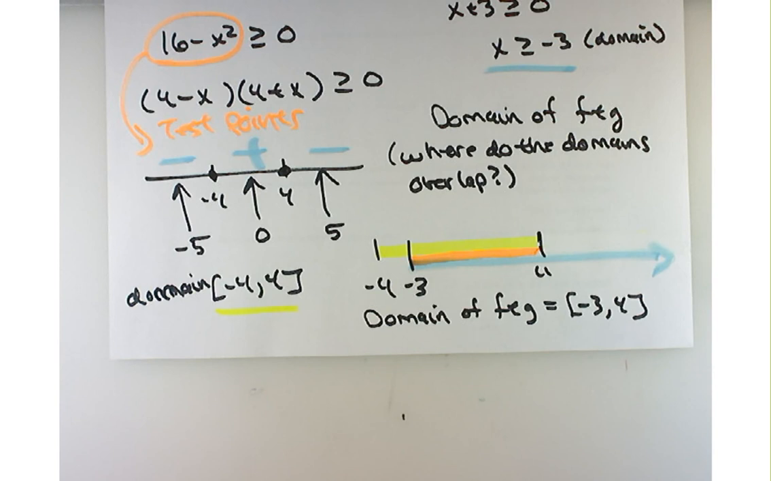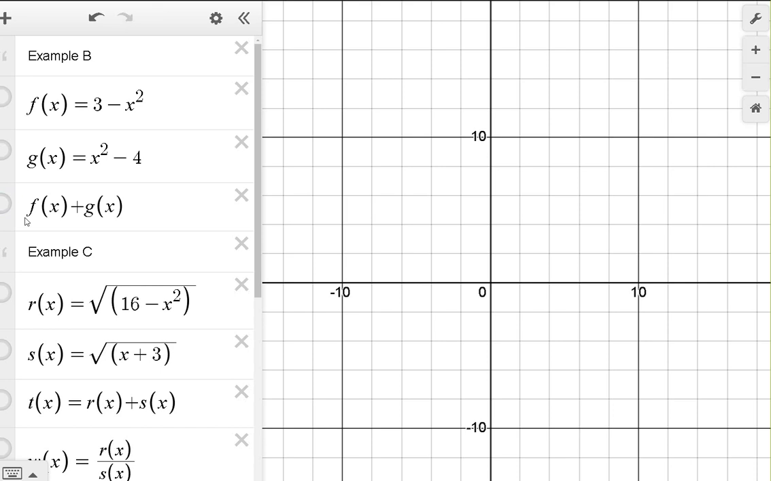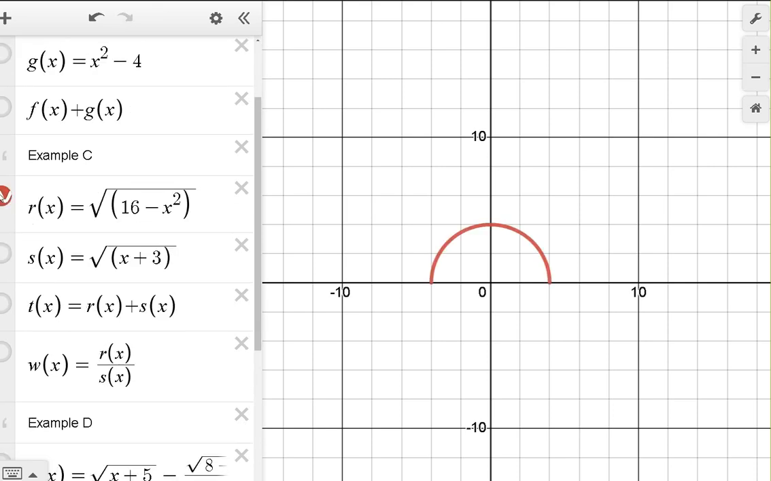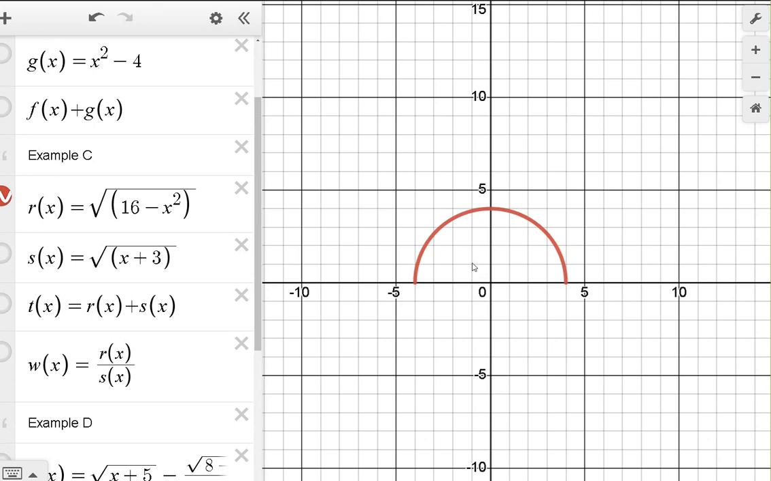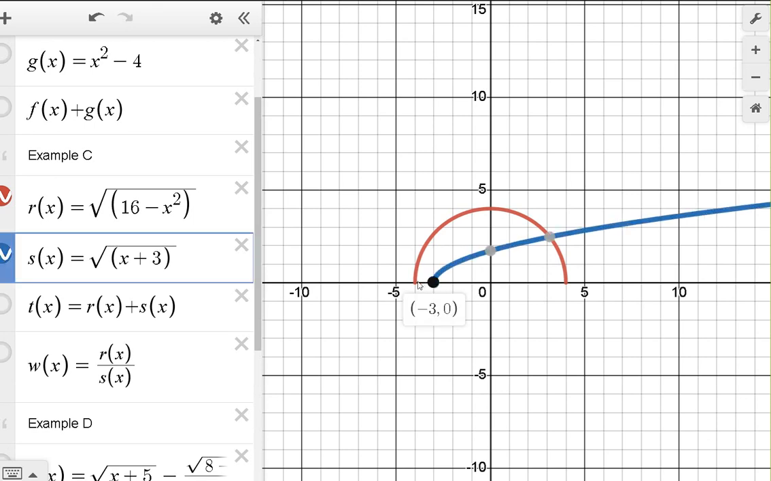Let's take a look at things graphically and see how that plays out. So I'll shut off this one. Here's the graph of the first function, which should kind of look familiar, right? What does that graph look like? Top half of a circle, maybe? Yeah, a semicircle. And here's the graph of the other one. So notice where these are going to overlap. They're going to overlap right here.